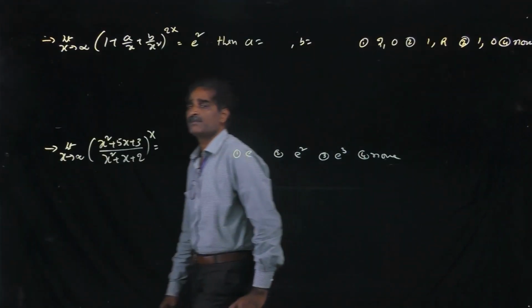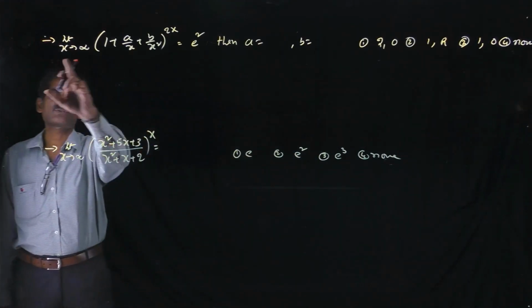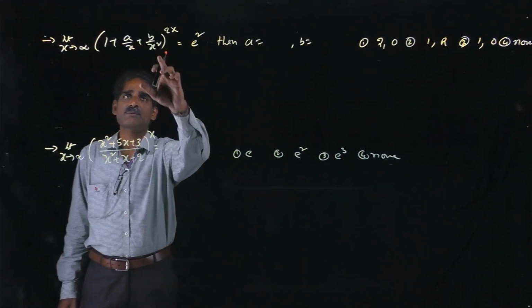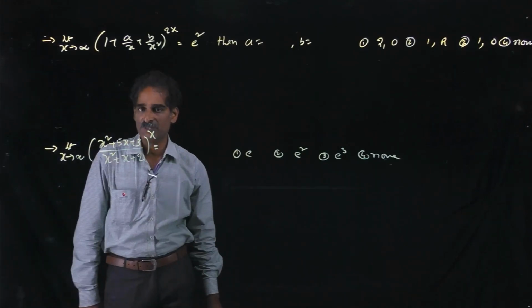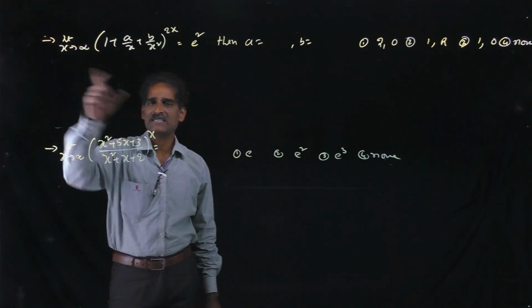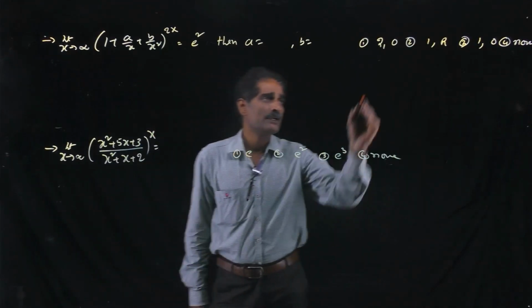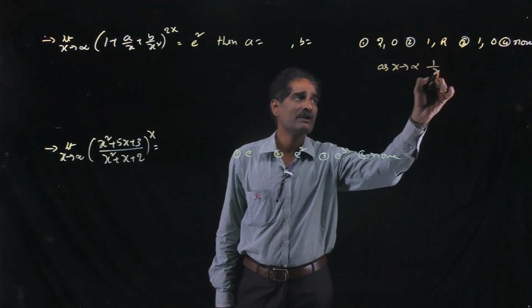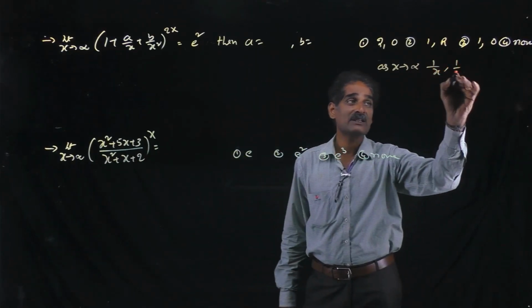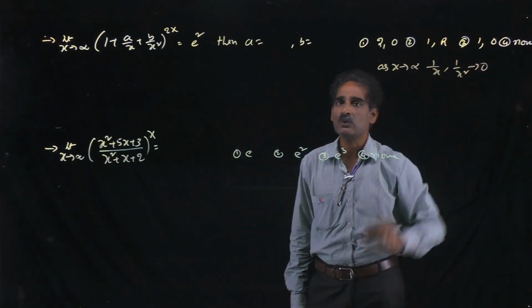See this problem. Limit x tends to infinity, (1 plus a by x plus b by x square) whole power 2x equal to e square. Then what about the values of a and b? So as x tends to infinity, all of you know, 1 by x and 1 by x square are tending to 0.